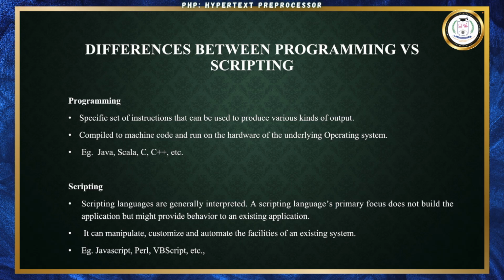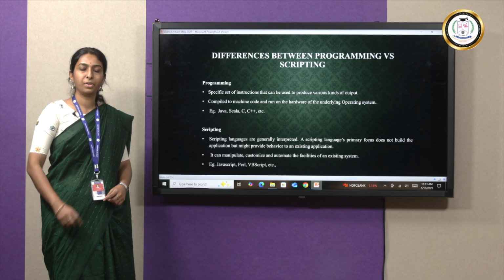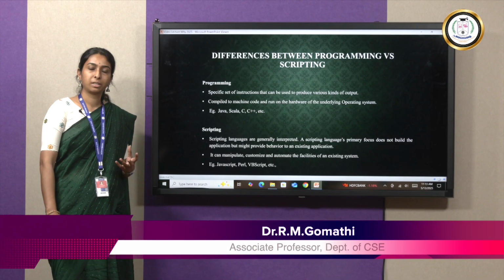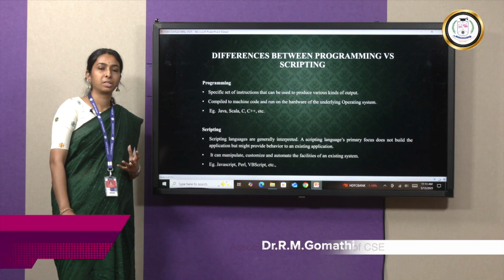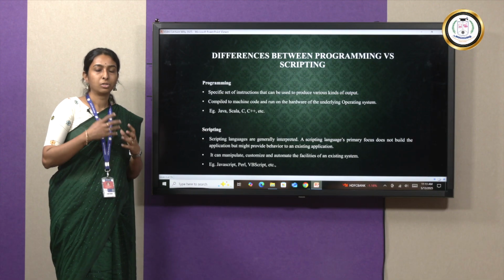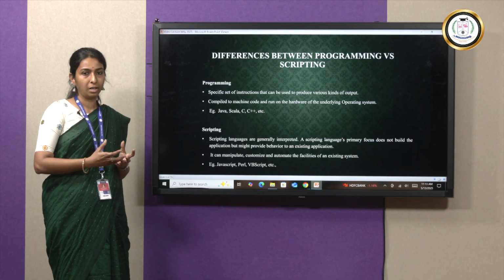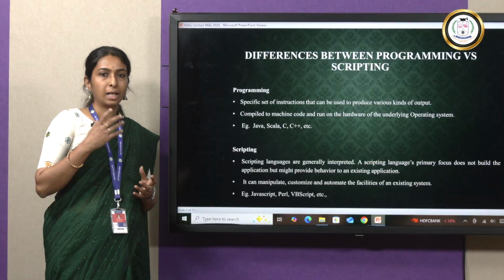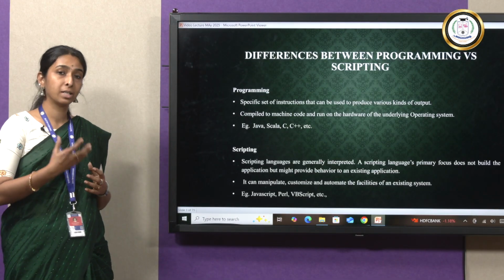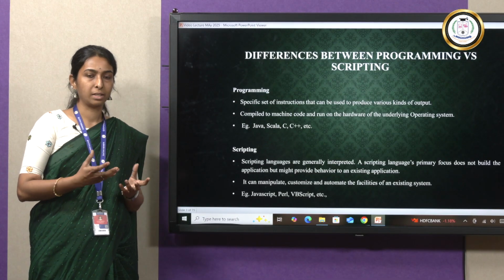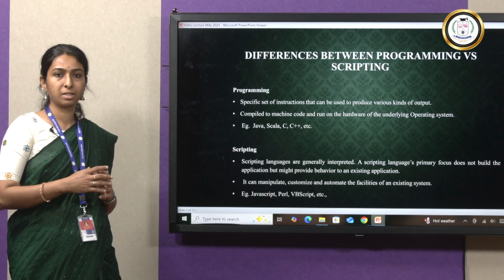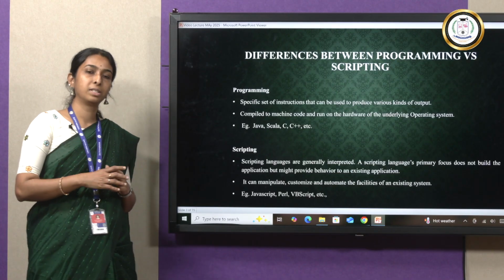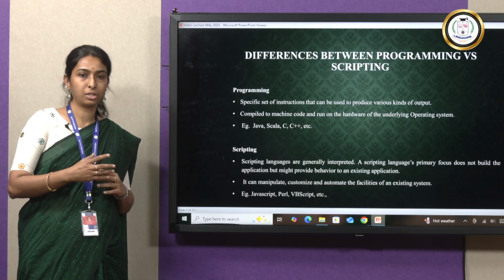So let us start with the difference between programming languages and scripting languages. Programming languages have a set of instructions which take a set of inputs and provide various kinds of outputs. These programming languages are used to create software programs or computer programs. They tell the computer what to do. They come in various forms like high-level languages and low-level languages. High-level languages like C, C++, Python and so on. Low-level languages like assembly language, machine code and so on.